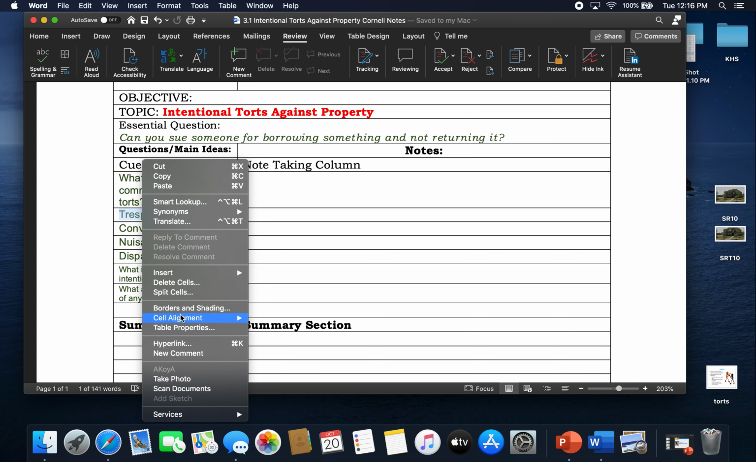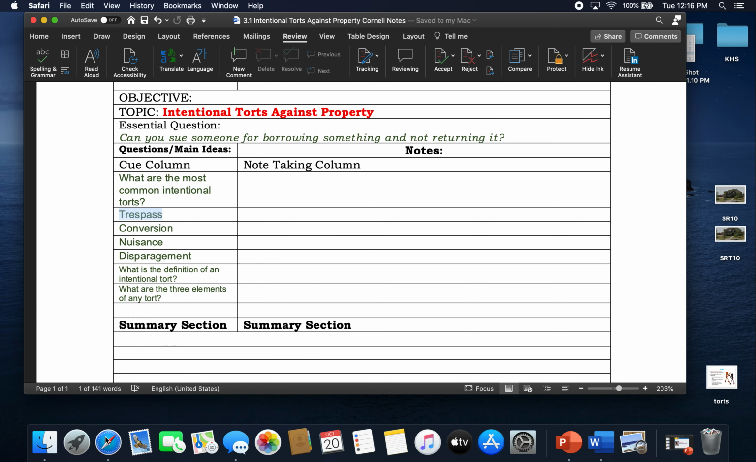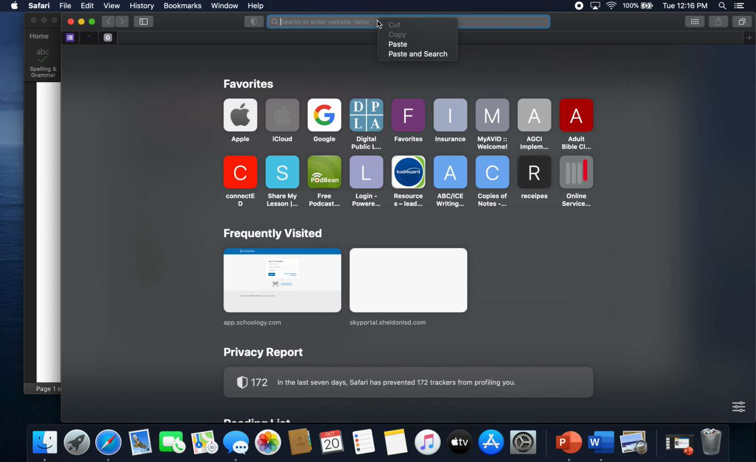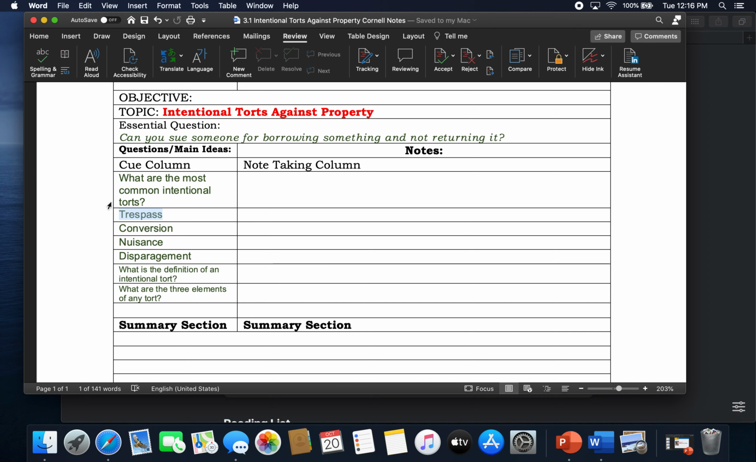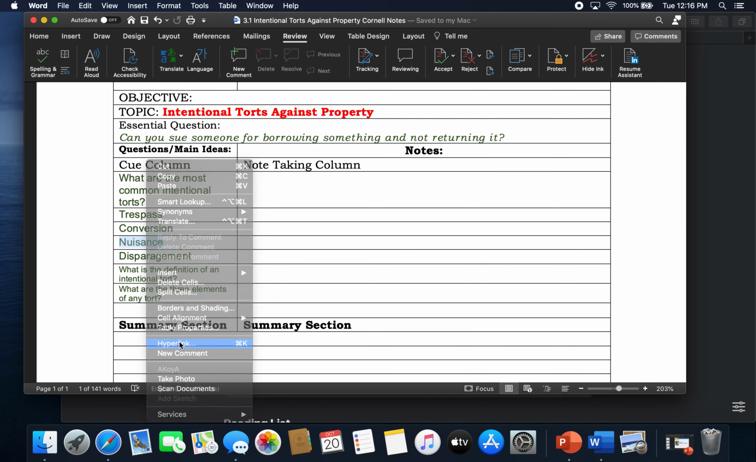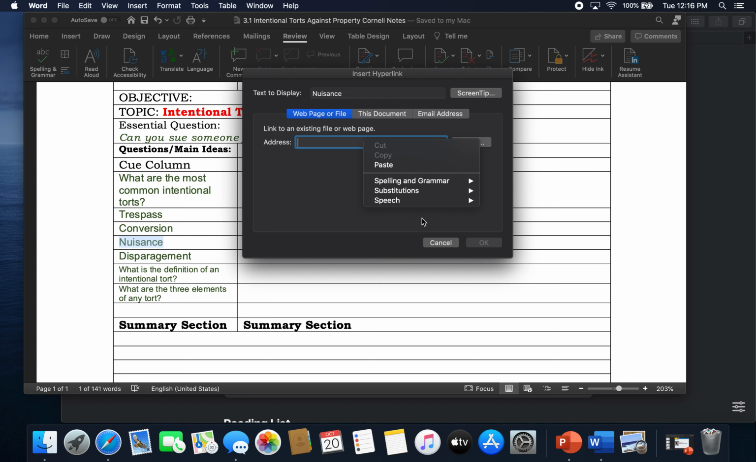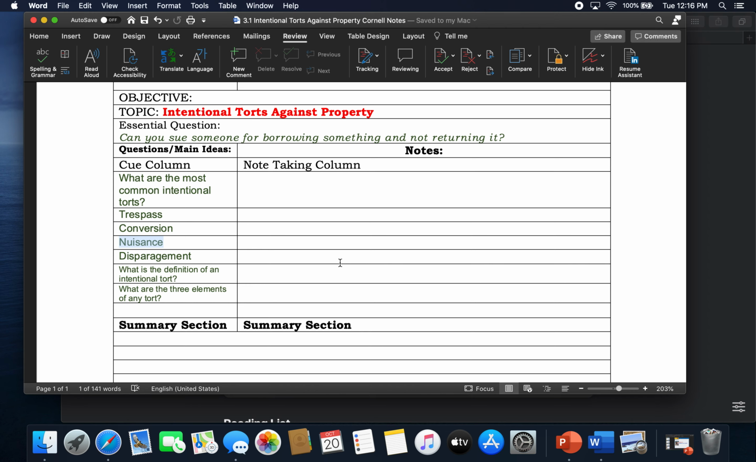You right-click, and once you've copied the link off the internet that you're going to use for your resource, so for instance, you find something about nuisance, you copy the link, and then you would highlight nuisance and click on hyperlink, and then paste the link there, and then select OK, and it'll attach that to the document. So once I look at your document, I can click on the nuisance and see the example of what you found online. Once you finish this, we're going to submit it on Schoology.